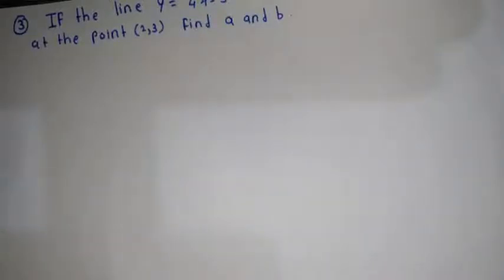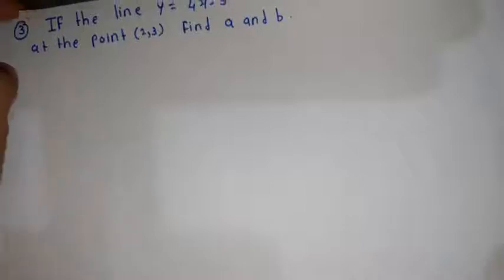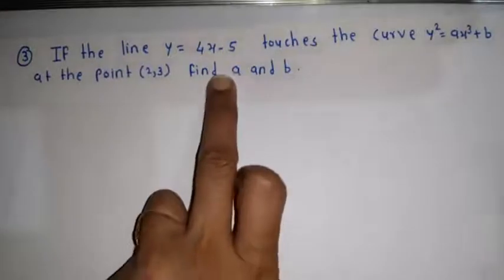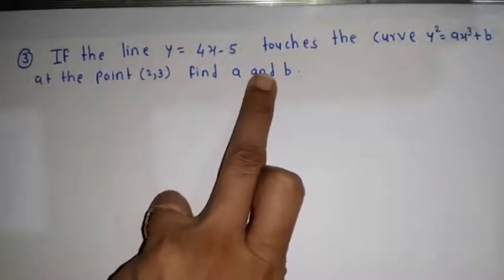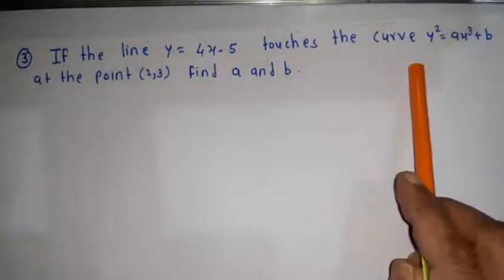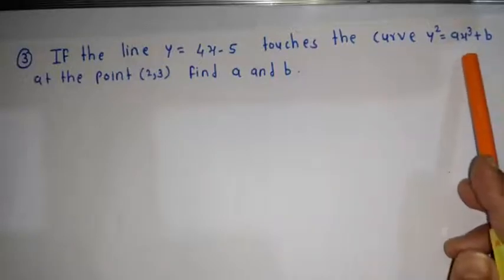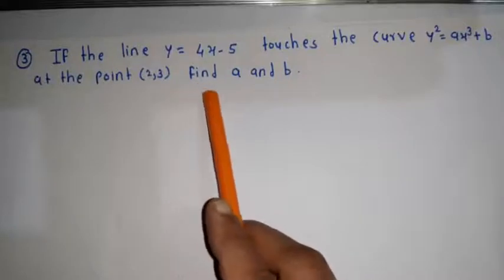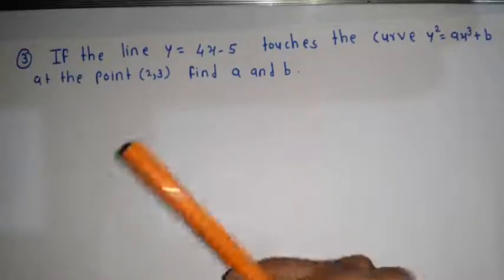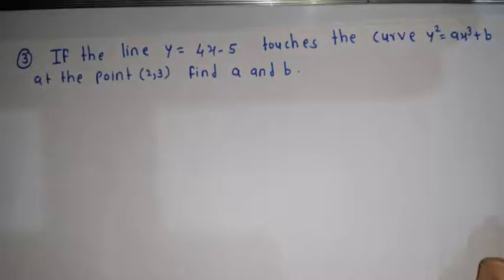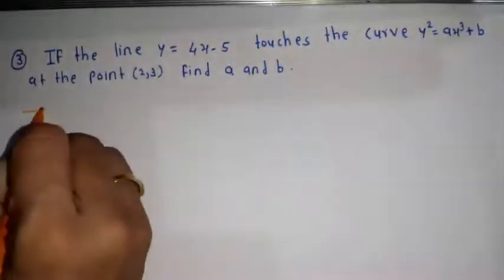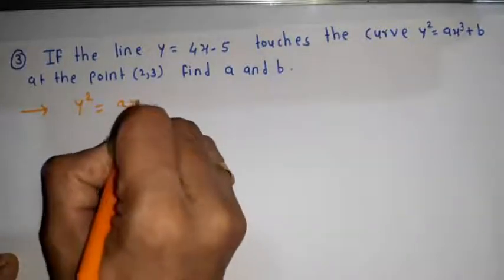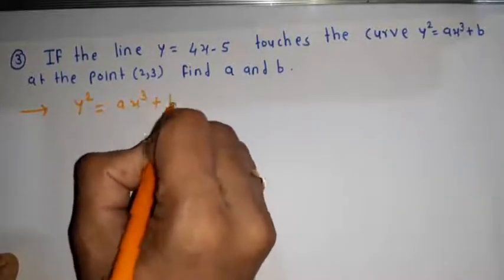If the line y equal to 4x minus 5 touches the curve y square equal to ax cube plus b at the point (2, 3), find a and b. Here we have to find out a and b. That is, the equation of curve is given, that is y square equal to ax cube plus b.